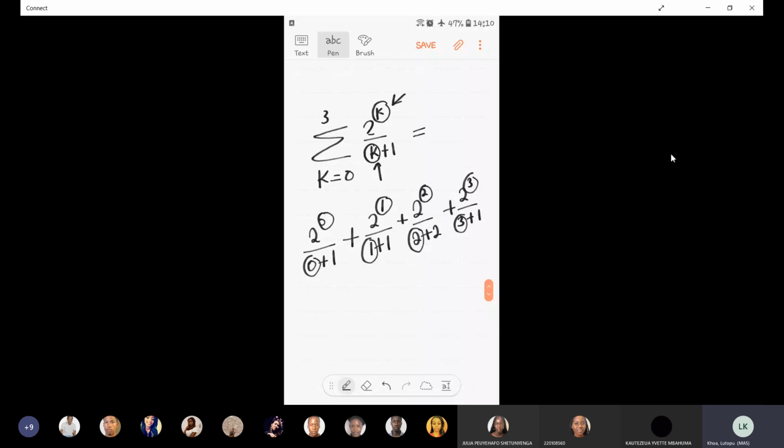Then I would work it out in the same way. 2 to the power of 0 is 1, 1 over 1, this is 1. Then 2 to the power of 1 divided by 2, this is also equal to 1. And then the next one, I have 2 to the power of 2, which is 4. 4 divided by 4 is also 1. Then the last term in my sequence, 2 to the power of 3 is 8. 8 divided by 4, this is 2. So now I add these terms 1 plus 1 plus 1 plus 2. This is equal to 5.